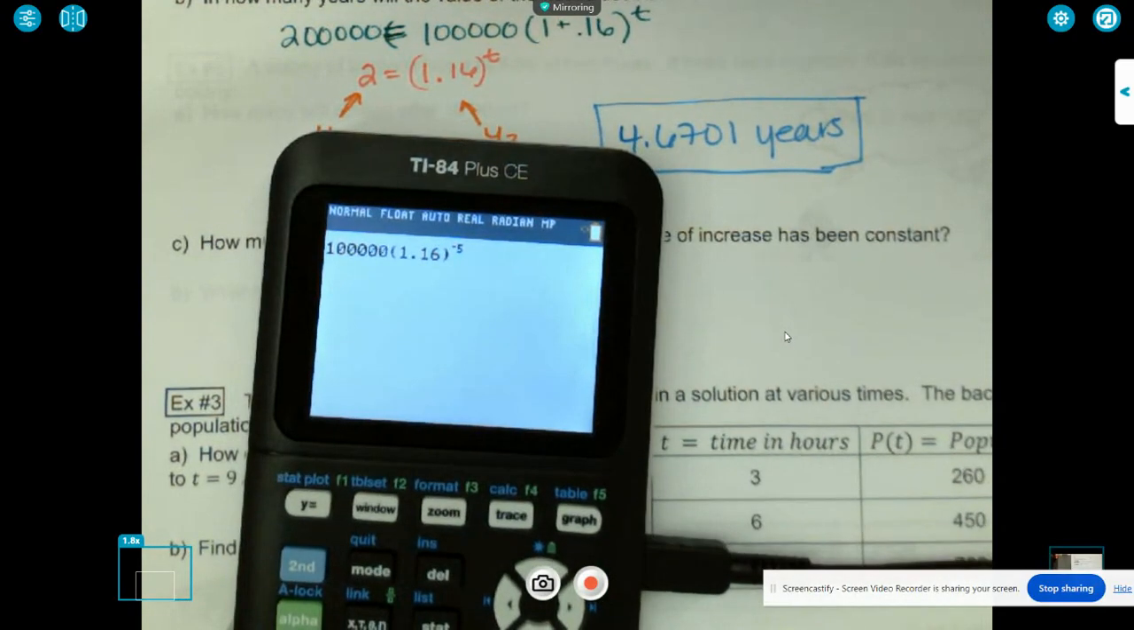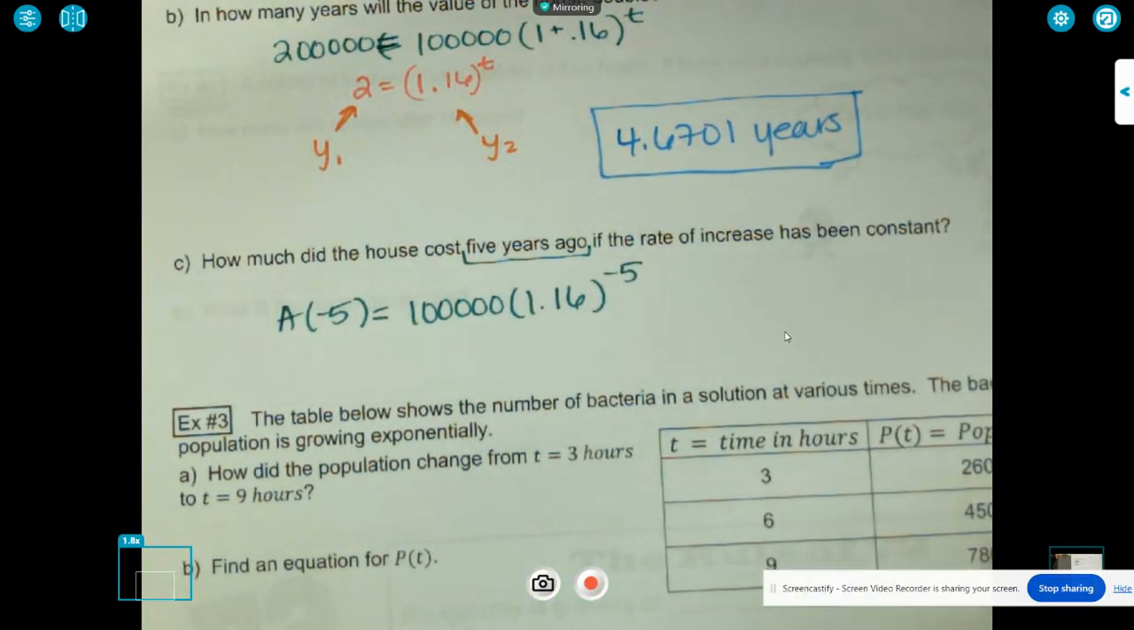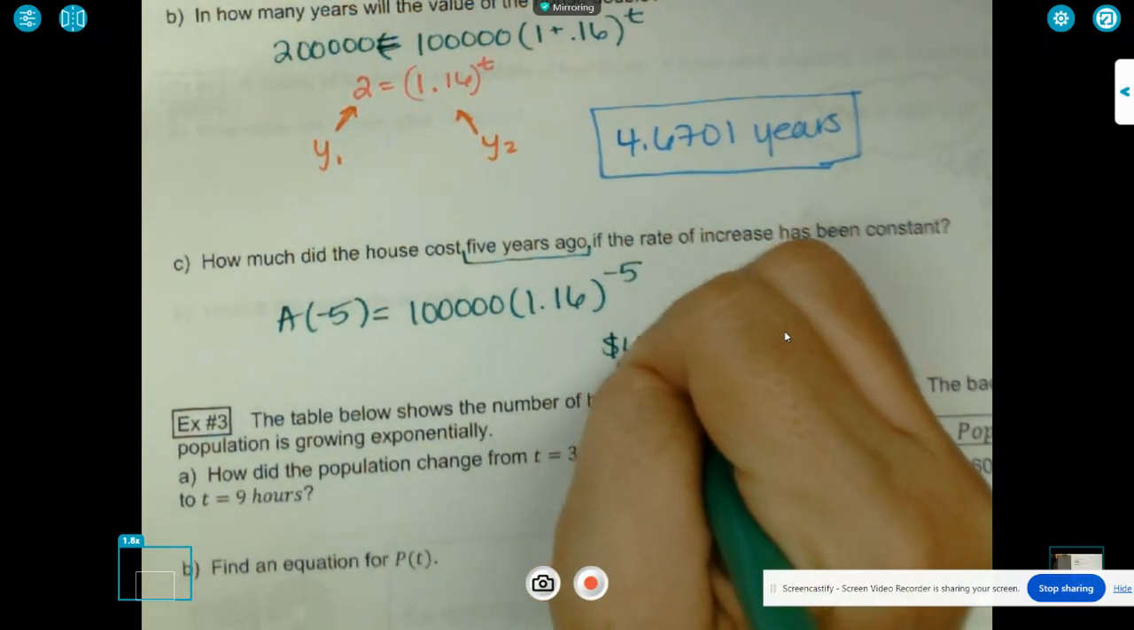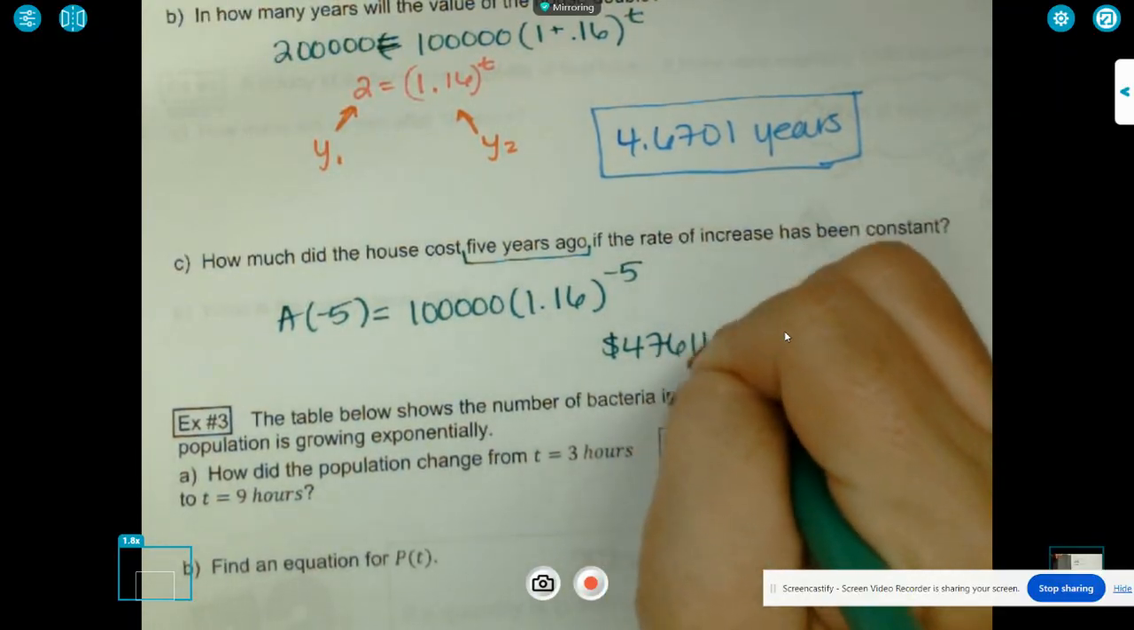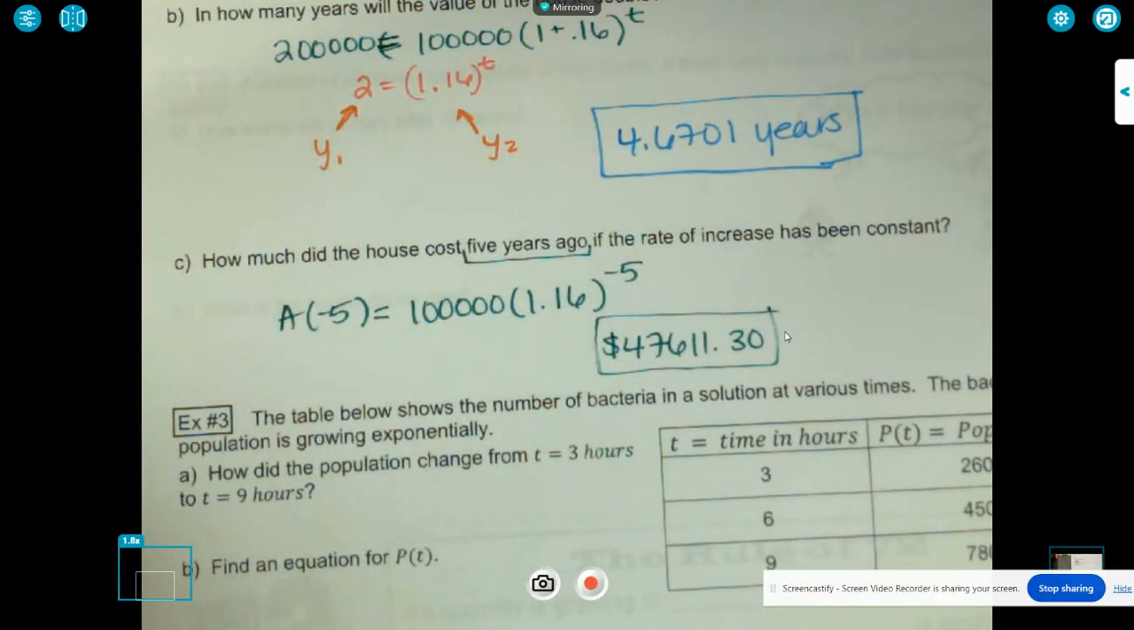Like so. Hit enter. 5 years ago, that house was worth $47,611.30. This, my friends, is why you buy real estate. It's not that drastic, but right now it is drastic. I tried to put that on my calculator and it says error.